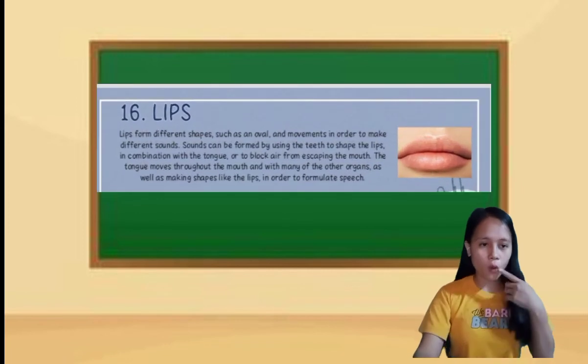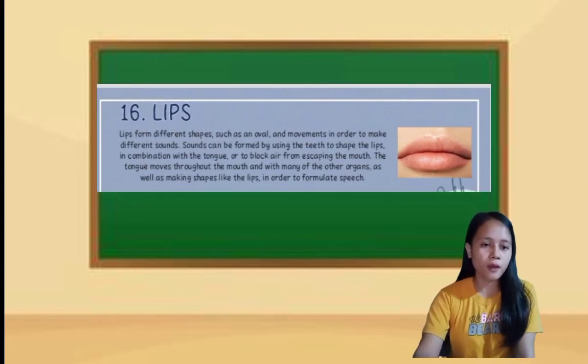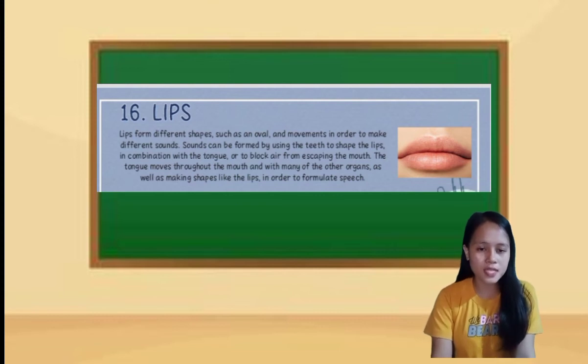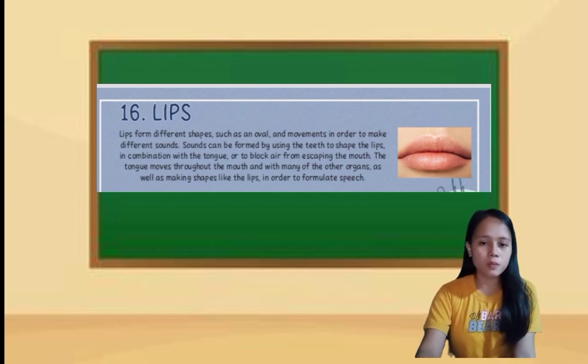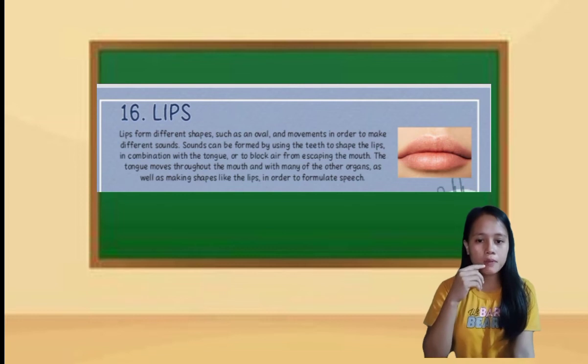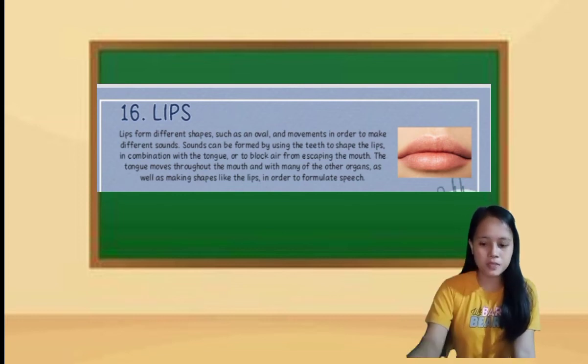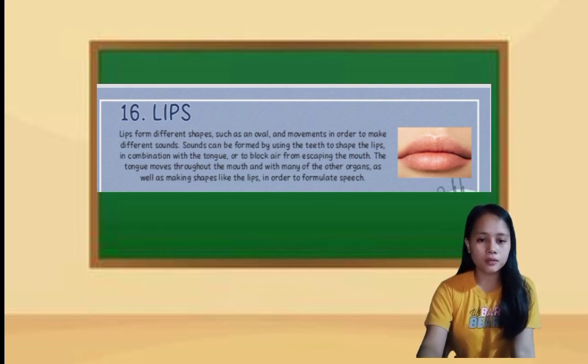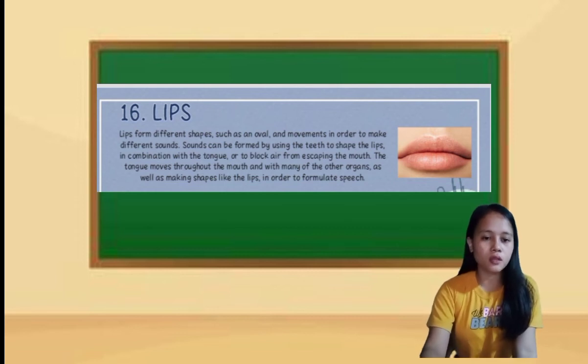Next one is the lips. Our lips form different shapes such as an oval, and movement in order to make different sounds. And sounds can be formed by using the teeth to shape the lips. When we talk, our lips are very useful. In combination with the tongue or to block air from escaping the mouth. Okay? The tongue moves throughout the mouth and with many of the other organs as well as making shapes like the lips in order to formulate speech.